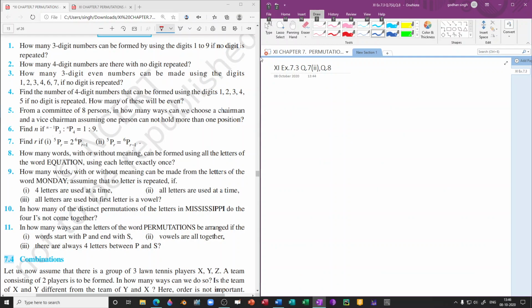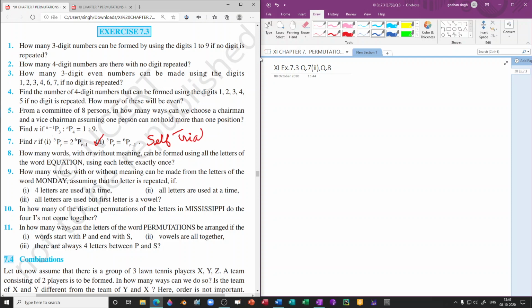Exercise 7.3, question number 7, second part. That will be for self trial, and you will be doing it in the same way as we have done the first part. So that is for self trial. And this question number 8 also is a very simple one. How many words with or without meanings can be formed using all the letters of the word equation?